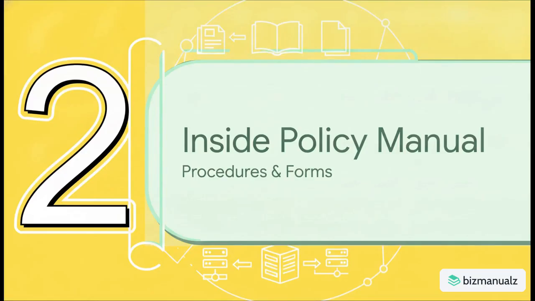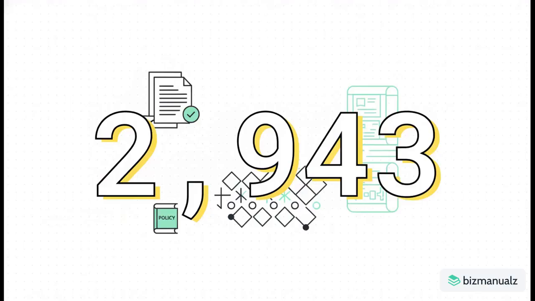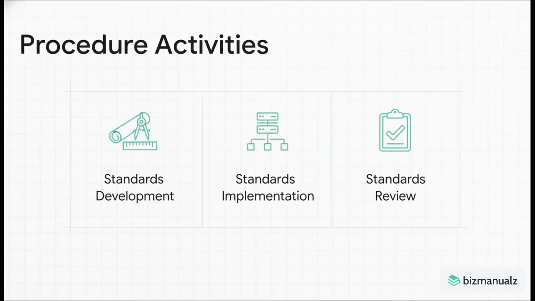Moving right along to Section 2, inside the policy manual. Let's look at the procedures, forms, and references you're actually getting. 2,943. That is the exact word count of the meticulously pre-written, industry-ready standards that you receive right out of the gate. This isn't just some brief, flimsy outline or a vague checklist. No, it's a comprehensive 12-page framework that has already done all the heavy lifting of drafting those complex technical requirements for you. Inside the manual, you're going to find 3 primary procedure activities mapped out in crystal clear detail.